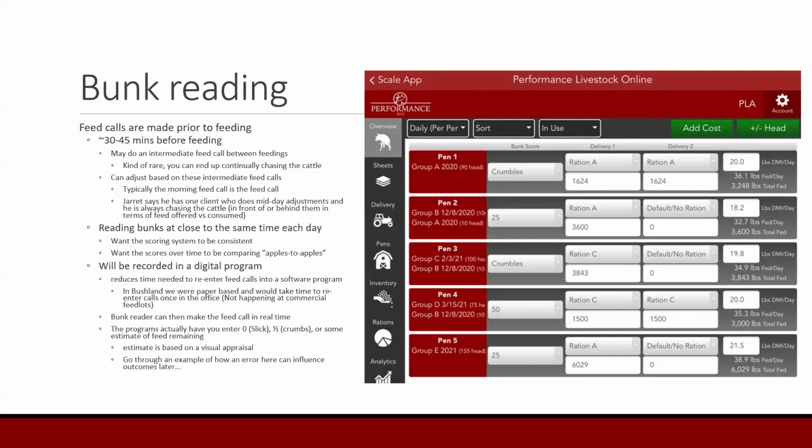Okay, they will record this typically in a digital program. So this is Performance Beef. This is one example of what people will use. As they go around, they'll make their bunk score, and then they'll estimate how many pounds are left in the bunk, and then they'll make their feed call. Typically they're doing this in real time on their computer system in the truck.